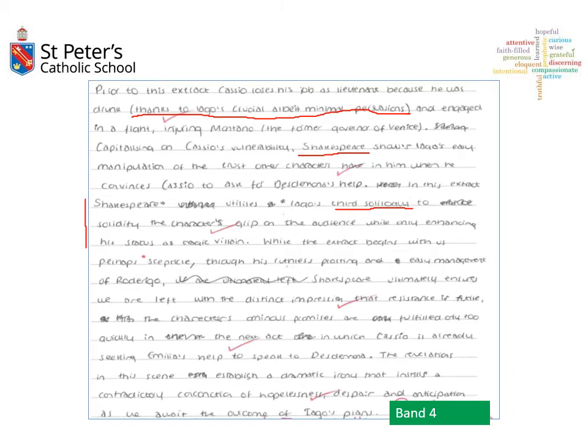And again, we get a similar thing to the end. The revelations of this scene establish a dramatic irony that instills a contradictory concoction of hopelessness, despair, and anticipation as we await the outcome of Iago's plans. So that is an excellent sense of us being positioned at the end of this extract, moving forwards.